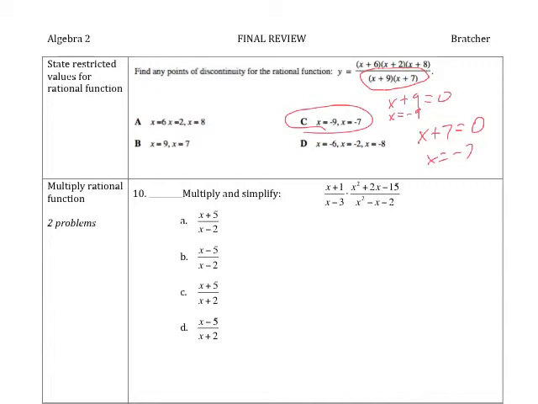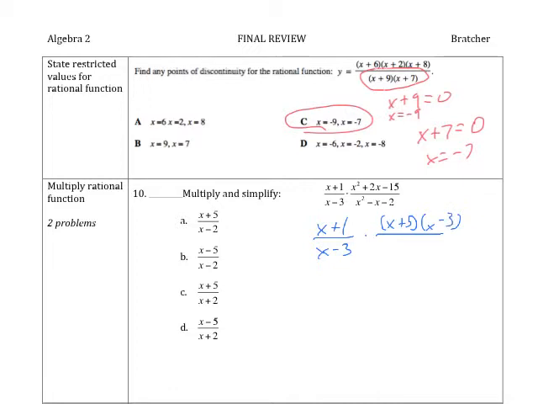Moving on, we are multiplying some rational functions. What's interesting about these problems is we really don't do a whole lot of multiplication. We actually mostly do a lot of simplification. So what I'm going to do is, let's see, I can't do much with that. Can't do much with that. I can factor the top right part. That's going to factor to be two numbers that multiply to make negative 15 and add up to 2. That would be positive 5 and negative 3.